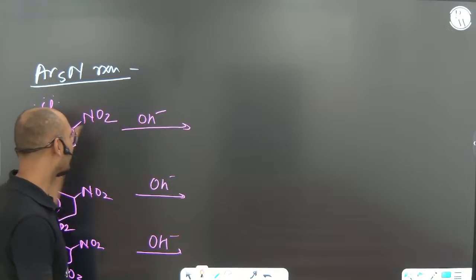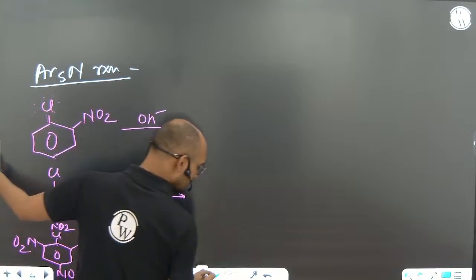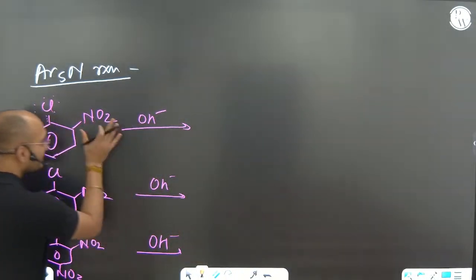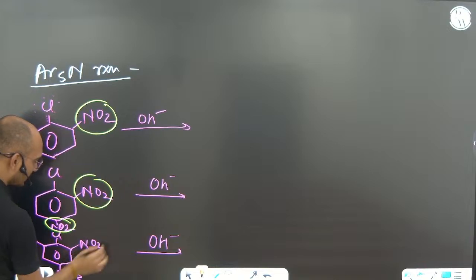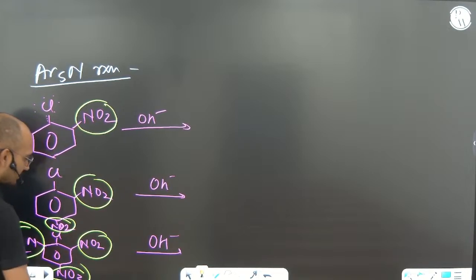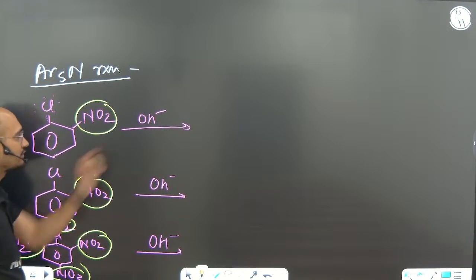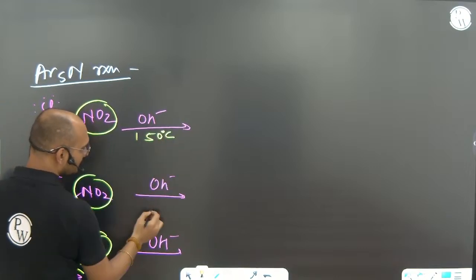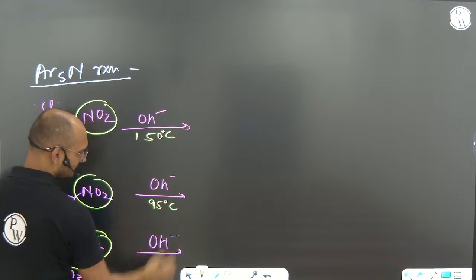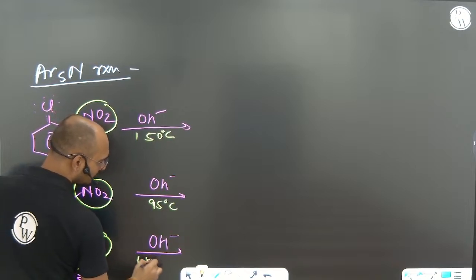So here it takes energy. Now that energy will be more here, because there is less stabilization. Here there is more stabilization, and here there is even more stabilization. So here the energy needed will be the least. So here, what temperature do we have to take? We have to take 150 degrees Celsius. But here how much? 95 degrees Celsius. Here how much? Just warm water is enough.